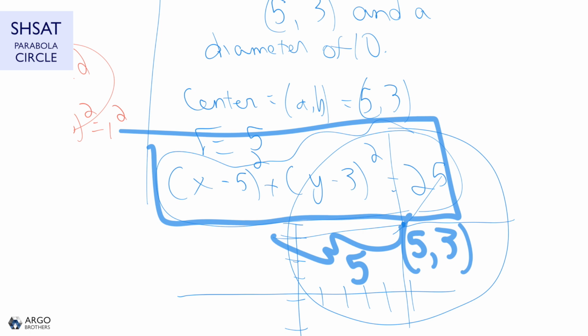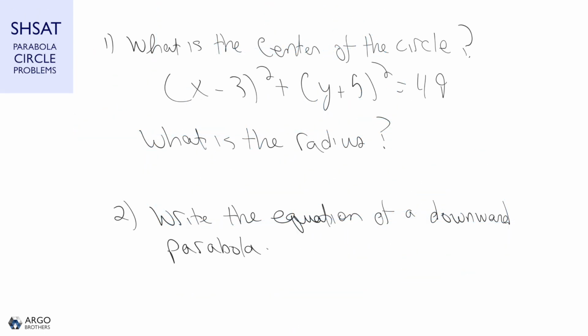Alright, great. So we went over quite a bit: how to graph a parabola, how to graph a circle, and also how to work with systems of linear equations and inequalities graphically. Great, guys. Alright, so let's go over some problems concerning parabolas and circles. First one: what is the center of this circle below, and what is the radius? The circle is (x minus 3) squared plus (y plus 5) squared equals 49. Number 2: write the equation of a downward parabola. Any downward parabola. So why don't you take a few minutes, pause the video, and try these problems.